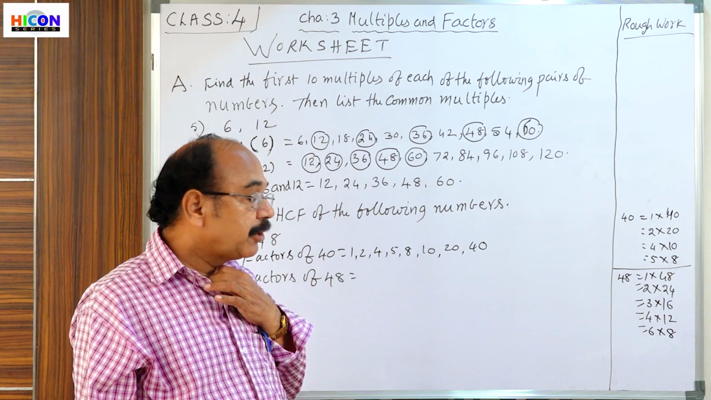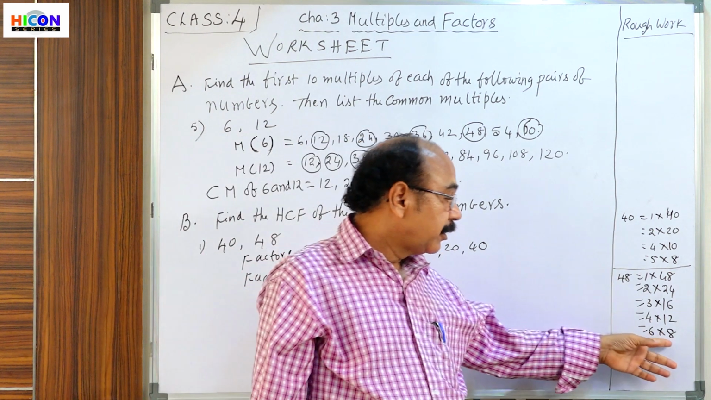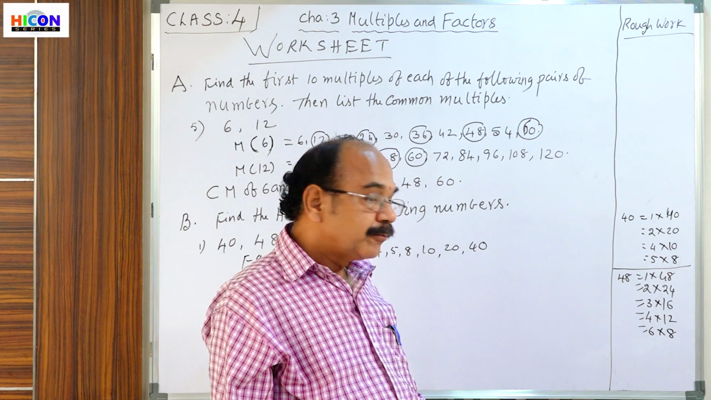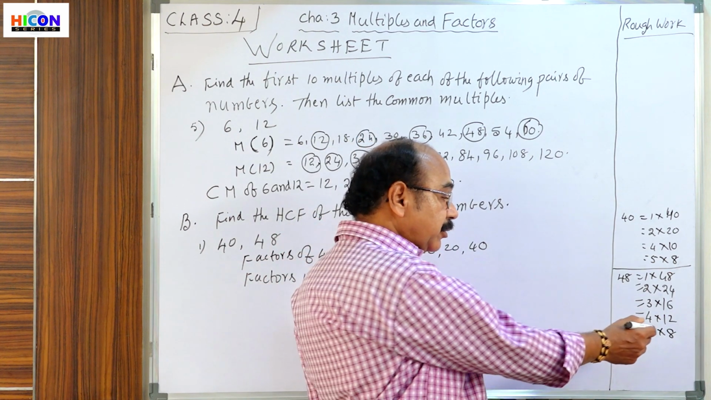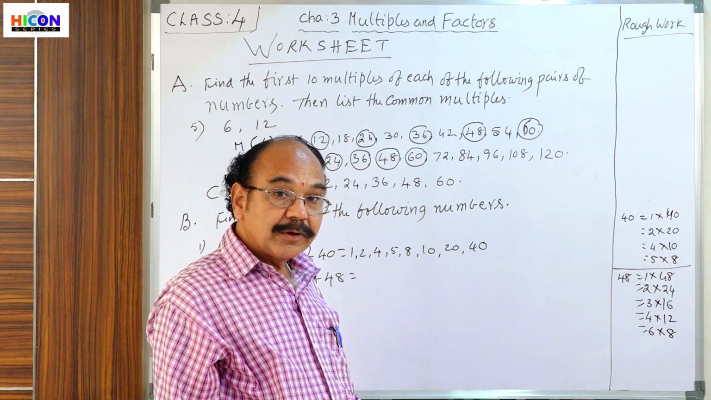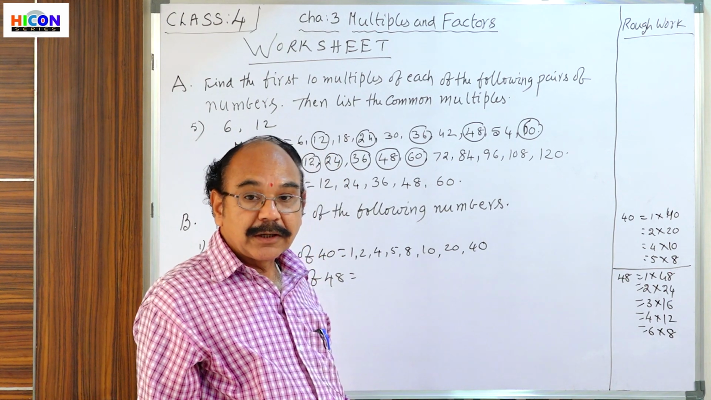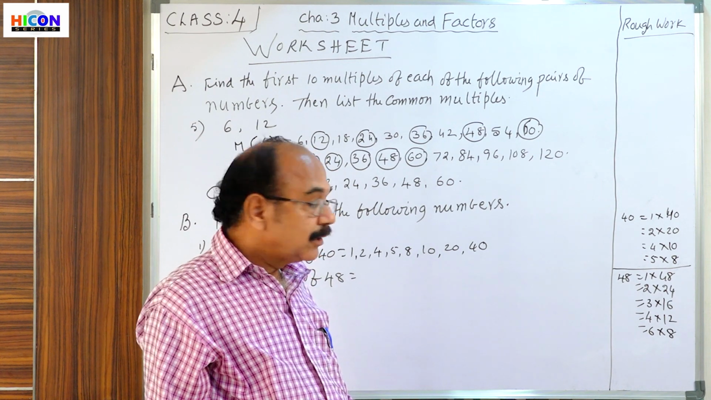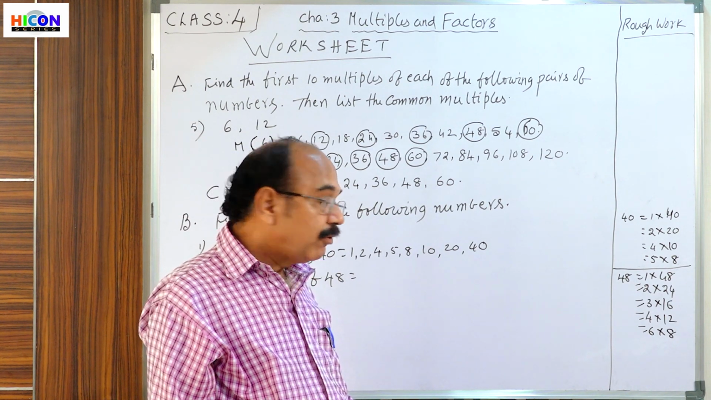After 7, the next one, what? 8 table. 8 is already there. In one of the above 2 steps, 8 is there. Okay, so we stop here, and we can finalize the factors of 48.